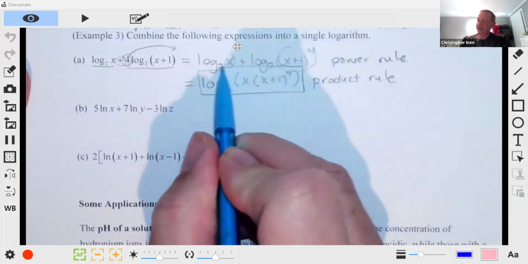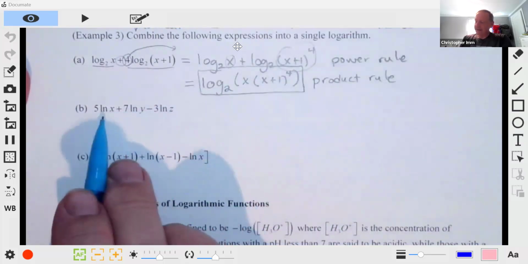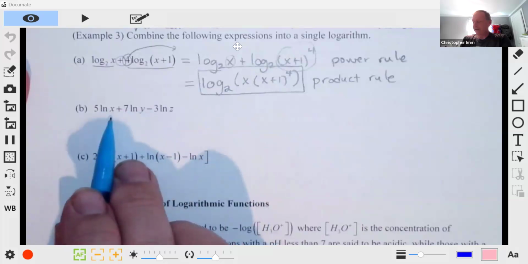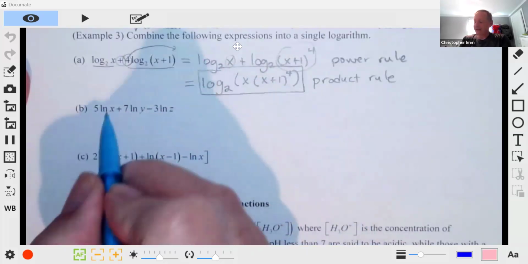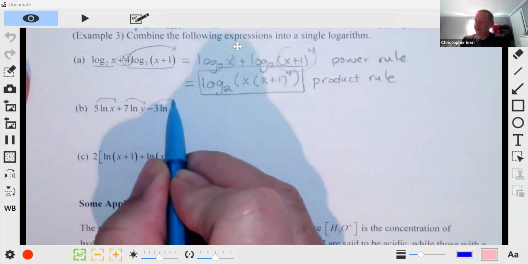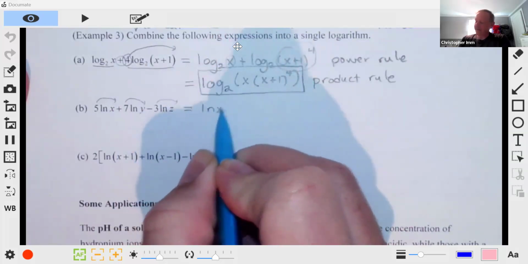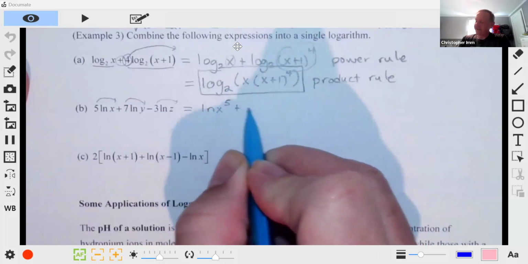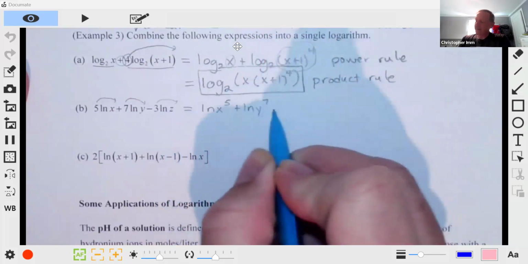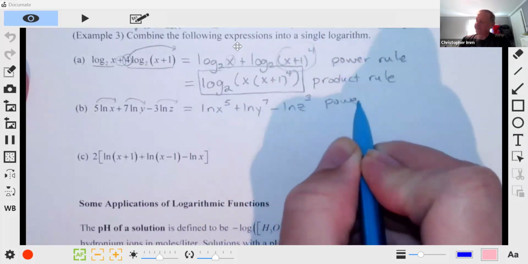So when we're combining, we're going to find out that we can't actually go too far because we're not really simplifying things out. We're putting them together. This next one, I noticed that I have 3 natural logs. I have a sum and a difference. But of course, what we're going to do first is use that power rule. So we'll take all those exponents and put them up into the power. So I'll have natural log of x to the 5th plus natural log of y to the 7th minus natural log of z to the 3rd, and that's all by the power rule.